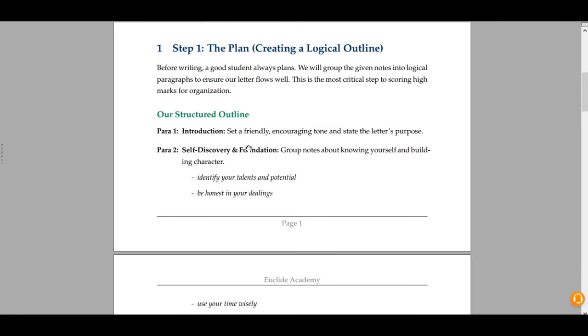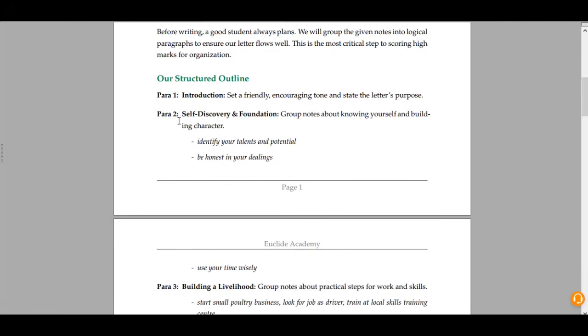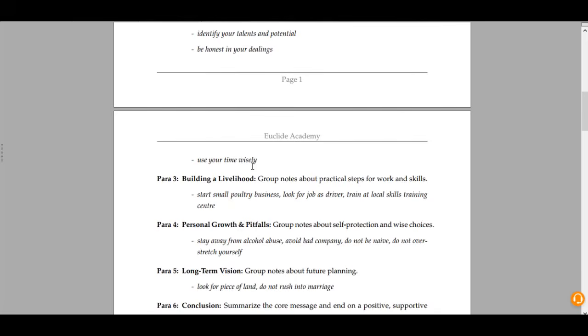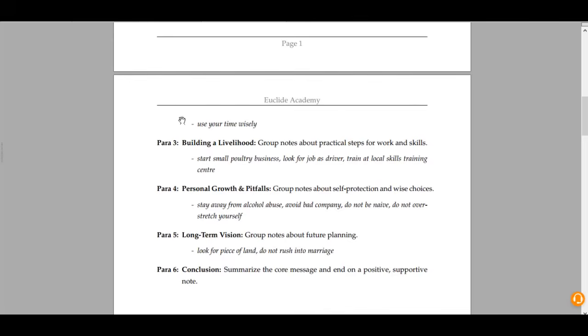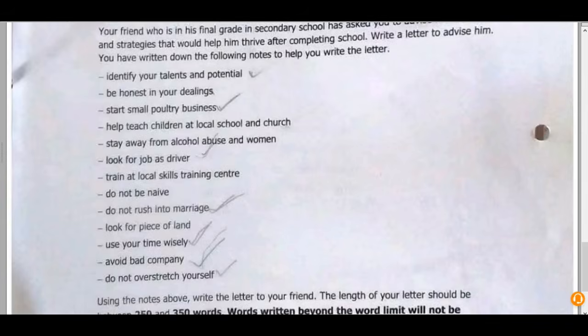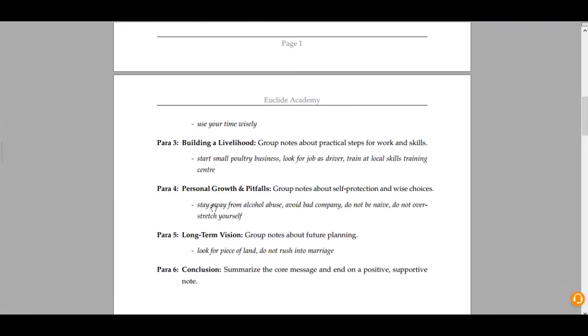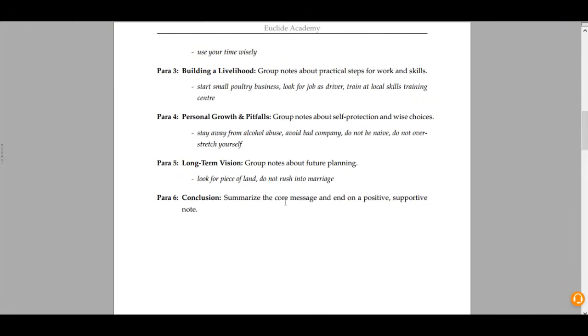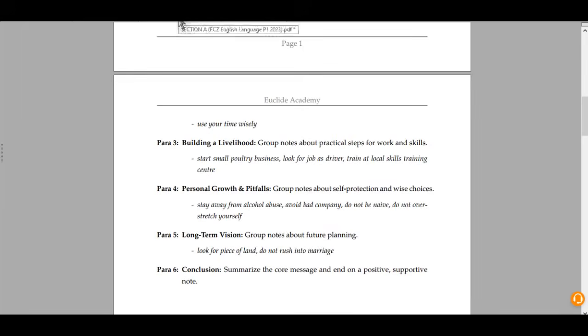There's the introduction. In the introduction, you set the tone and give an idea of what you are writing, why you are writing that letter. Then in the second paragraph, you can talk about the foundation. That is when you start using the notes. Okay, so in the third paragraph, we can go deeper and deeper into your notes. When I talk about notes, I'm talking about these things here which are given to you. Then long-term vision and conclusion, where you summarize the core message. Okay, so let's look at this example later.